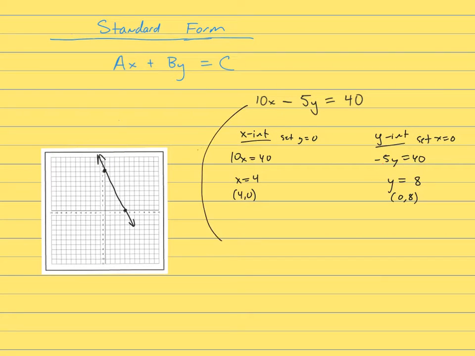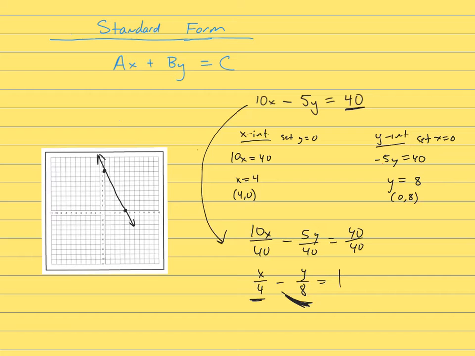Another quick fun thing with standard form is if you divide everything by this 40 here, so 10x divided by 40 minus 5y divided by 40 equals 40 divided by 40. You wind up with x over 4 minus y over 8 equals 1. And what do you see here? You see the positive 4 for the x-intercept and the negative 8 for the y-intercept. So that's another fun way to use the standard form.